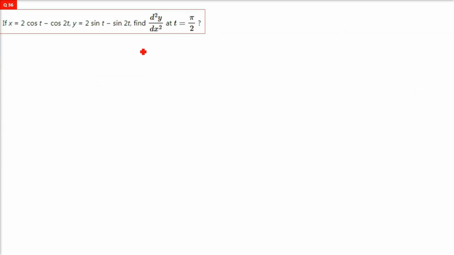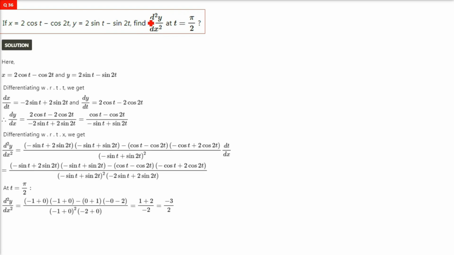Now x equals 2 cos t minus cos 2t. y is equal to 2 sin t minus sin 2t. We have to find d2y by dx2 at t equals pi by 2. This is a parametric form. Now the solution is quite easy, and whatever the final result comes, wherever t is there, you have to replace it by pi by 2. Okay, so this is quite easy. Just differentiate and replace the value. So I am doing it.